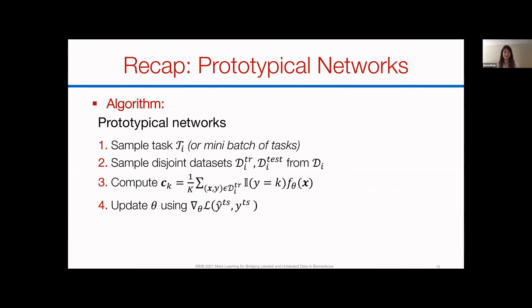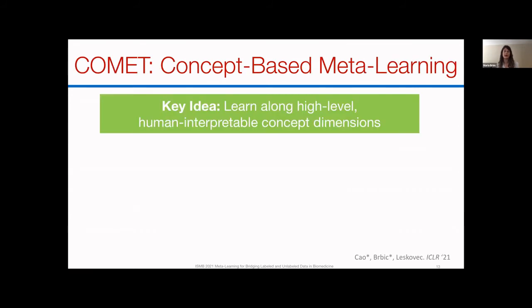And next, we will extend this approach by incorporating feature-level prior knowledge. The key idea in the concept-based meta-learning approach, named COMET, is to learn embeddings along high-level human interpretable concept dimensions. So instead of learning a single prototype for each class, we want to learn a set of prototypes, one for each concept dimension.